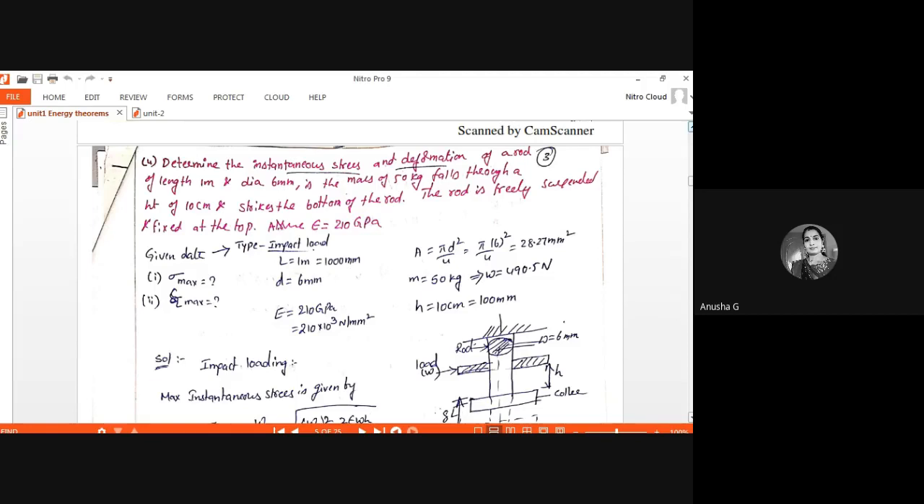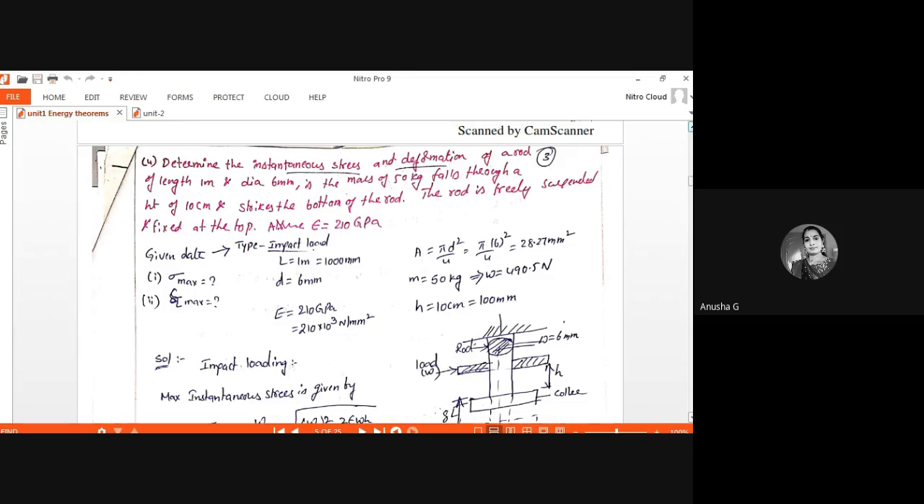ఓకే, నోట్ డౌన్ ద నెక్స్ట్ వన్. మా స్క్రీన్ కనిపిస్తుందా? Yes, madam. ఓకే మా, ఈ ప్రాబ్లం నోట్ చేసుకోండి, ఇది ఒక ప్రాబ్లం. Determine the instantaneous stress and deformation.